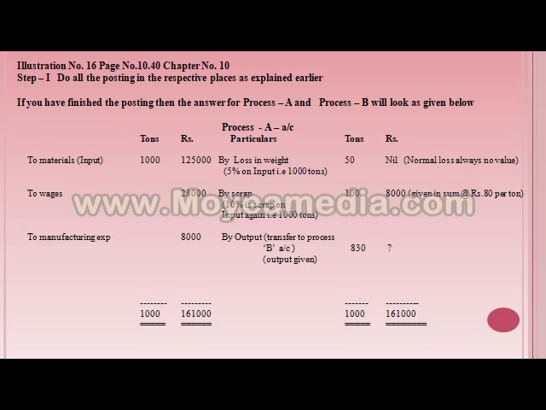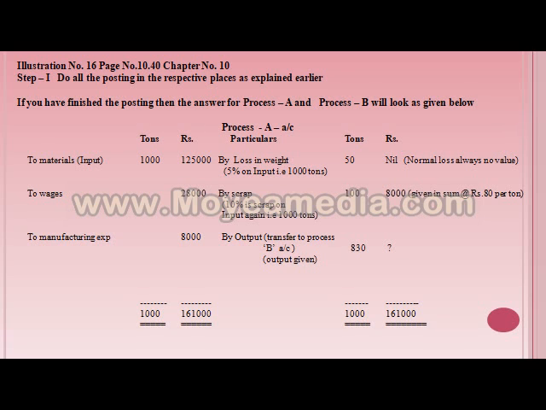First, you write the expenses for process A. In process A, the tons that are put in are 1000 tons at a cost of 125 per ton, which gives a value of 1,25,000 for 1000 tons. Then the wages, which is given as 28,000 for process A, is written on the debit side, as I explained earlier. Even the manufacturing expenses given for process A, 8,000, is written on the debit side. The same you do for process B as well: all your expenses on the debit side.